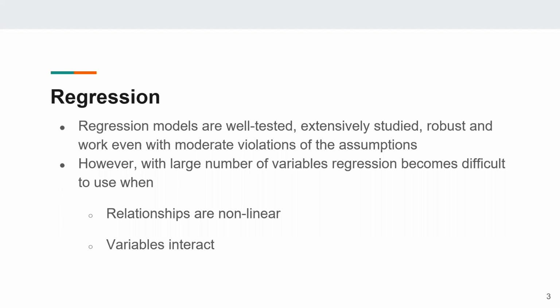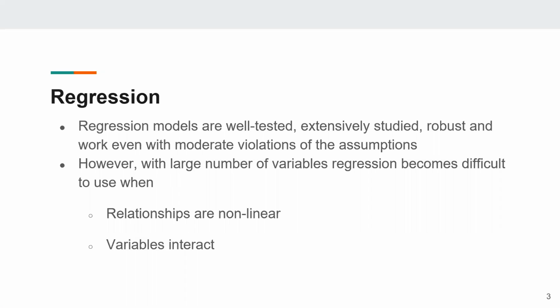So let's take a look at regression itself. Regression models are well tested, extensively studied, robust, and work even with moderate violations of the assumptions. We studied regression previously, and we know it can be applied in many different scenarios. However, with a large number of variables, regression becomes difficult to use.